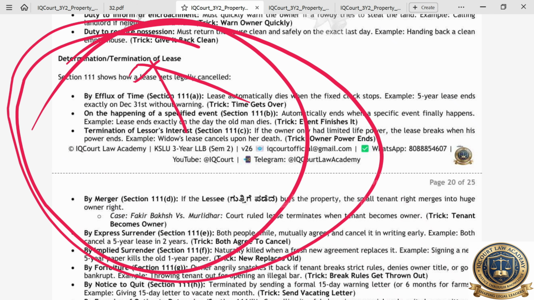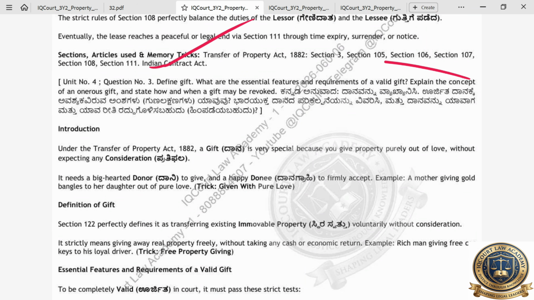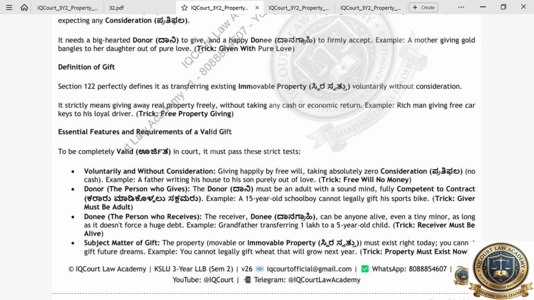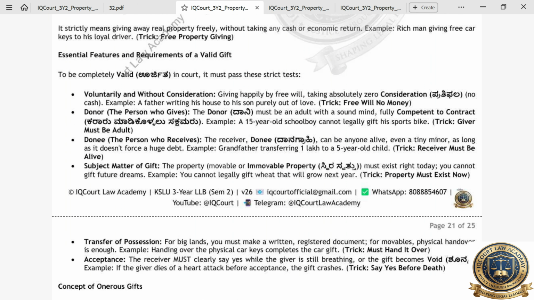Determination or termination of lease. Then the third one, gift, and the notifications of the gift. This is a very basic question. You can easily study and write. The fourth unit is very easy. Donor and donee, dana grahi. You can write your own essentials.